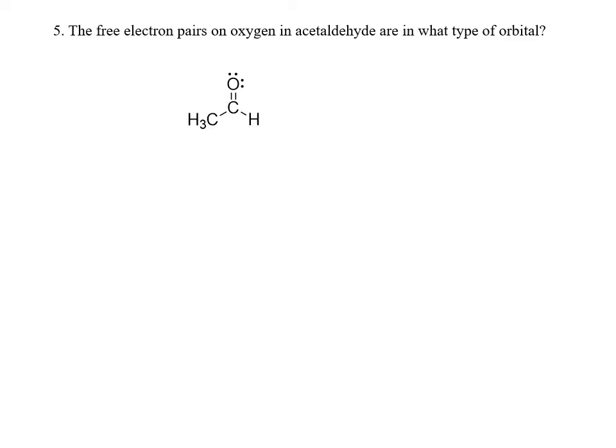The free electron pairs on oxygen in acetaldehyde are in what type of orbital? So free electron pairs will be in hybrid orbital if atom is hybridized, and only halogens are not hybridized. So in case of oxygen, we need to figure out hybridization of oxygen, and hybridization is sp2 because oxygen has 1 pi bond. So free electron pairs will be in sp2 hybrid orbital.